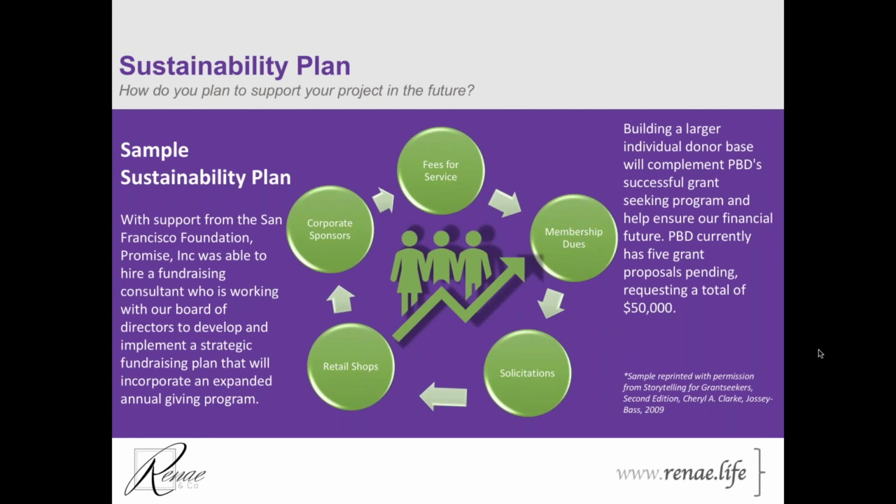The sustainability plan is just as important as your program design. What you're communicating to your funder is how you plan to support your project in the future. As you can see, the components of a sustainability plan may include your fees for service, your membership dues. You're going to continue to solicit grant funding, fundraisers. Maybe you have a thrift shop, or you have corporate funders like ExxonMobil or something like that. And here is a sample sustainability plan written to give you an idea of what it would look like.